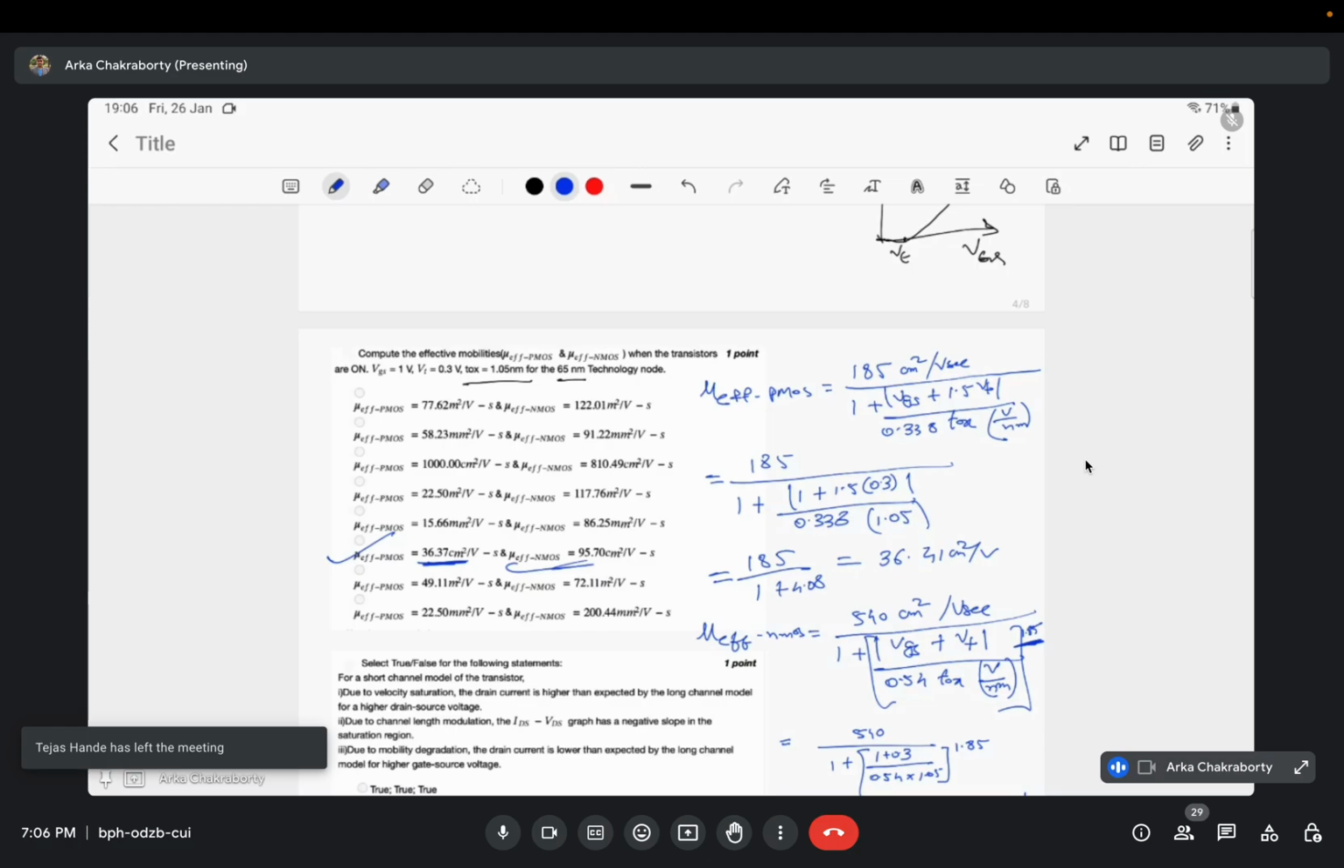Ideas are more important than the formulas, I believe. But for reference, you can use these formulas to find the effective mobilities. You can use these formulas to get an idea of the trend, that is, how effective mobility is changing with my VGS or VT, or TOX. This is something that you should understand from this given formula.